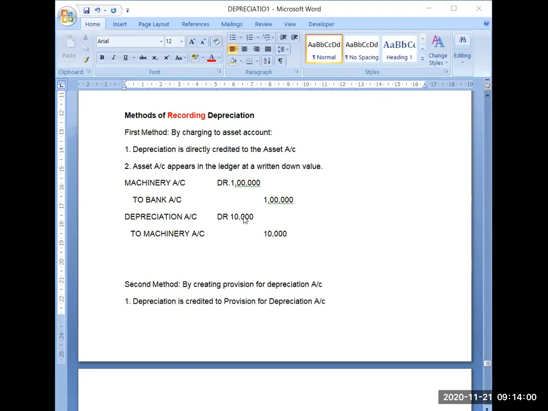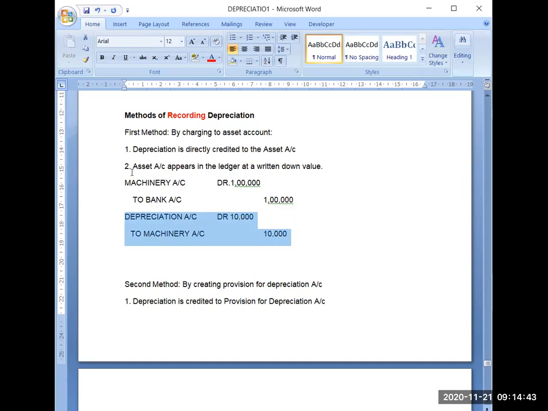Yes, very good. Obviously, it will be 90,000. You can check it here: 1 lakh is debited to the machinery account, and then we have credited the machinery account by 10,000. So ultimately there will be a debit balance of 90,000 in the machinery account. So this 90,000 will become the written down value. Now see the first point: depreciation is directly debited to the asset account. This is the journal entry we are discussing.